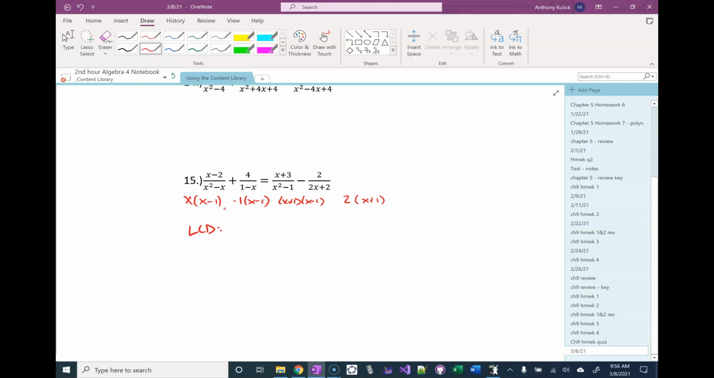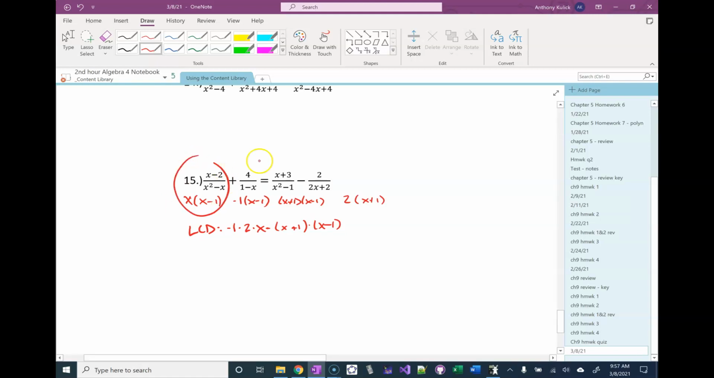And in no fraction do any of these appear more than once, right? If I look at this fraction, I have x once and x minus 1 once. This fraction, I have negative 1 once, x minus 1 once. In this fraction, I have x plus 1 once, x minus 1 once. And in this fraction, I have 2 once and x plus 1 once. So they're all used at most one time. Everybody good with that? So that is my least common denominator.